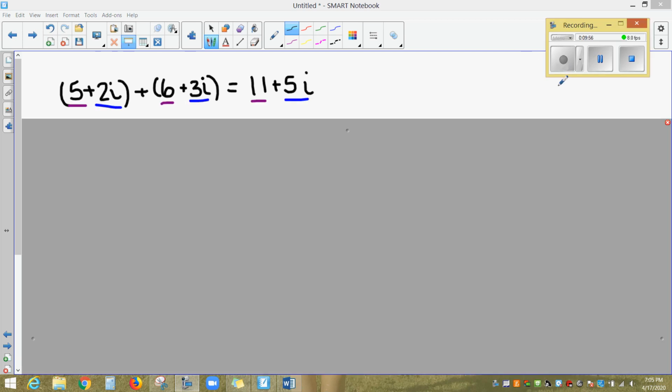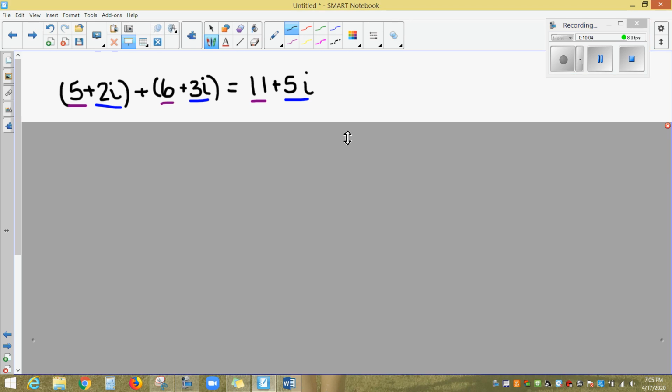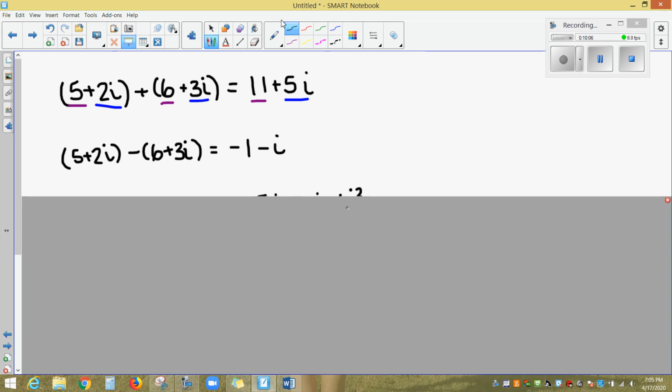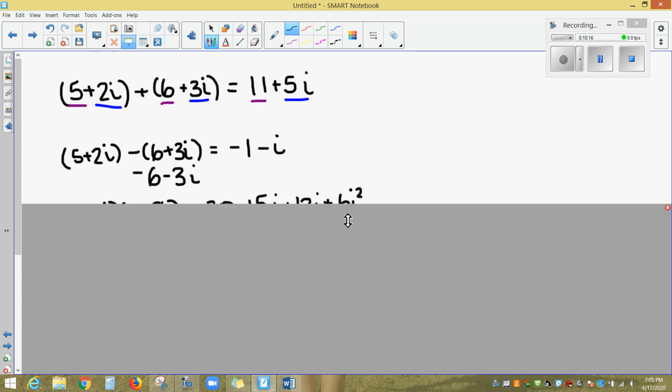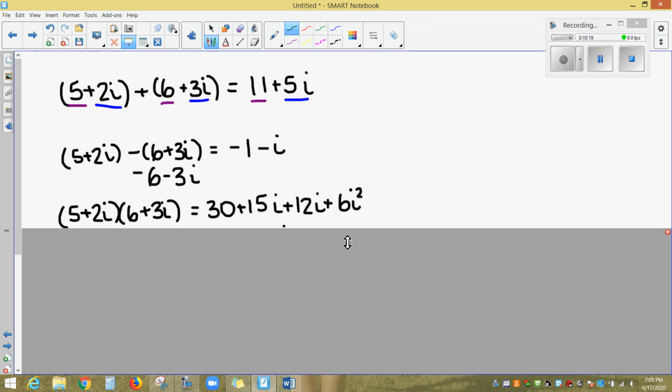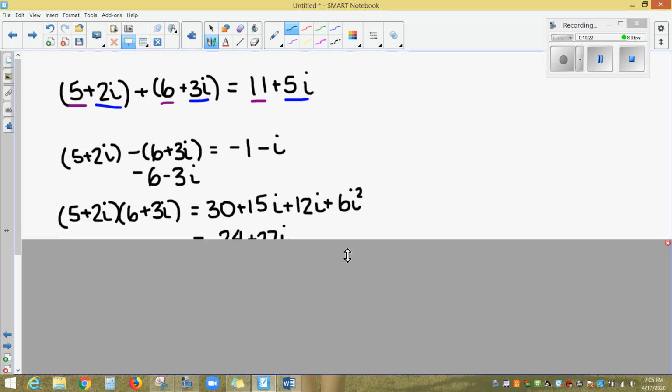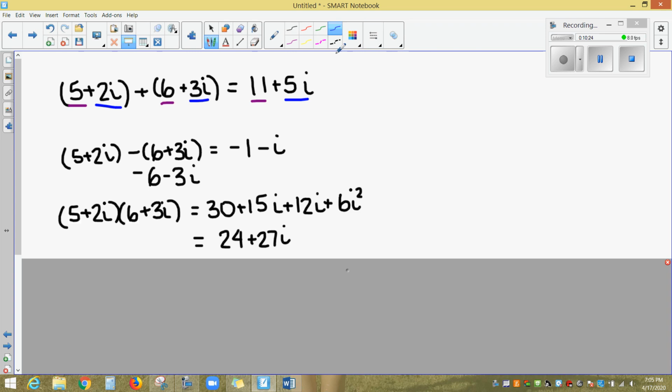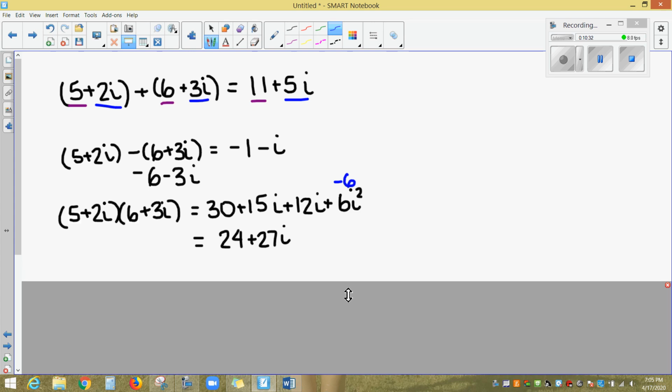All right, so for the first one, and my video is about to get long, so I'm going to wrap up my talking and make it kind of fast. We add our like terms and get 11 plus 5i. Here on the second one, when I distribute the negative sign, 5 minus 6 is negative 1. 2i minus 3i is negative 1i. Next, we're going to FOIL. First, outside, inside, last. And because 6i squared is the same as 6 times negative 1, or negative 6, we get 24 for the real part, plus 27i for the imaginary part.